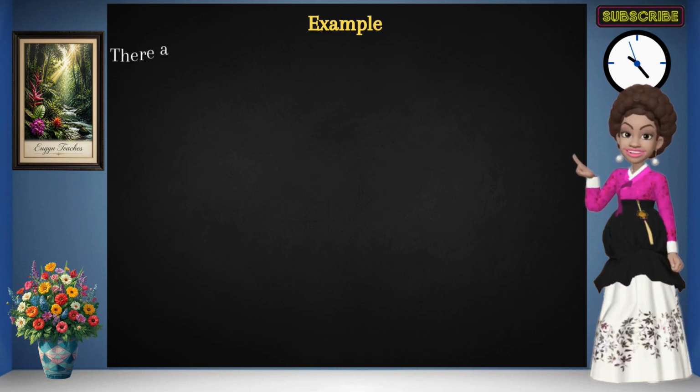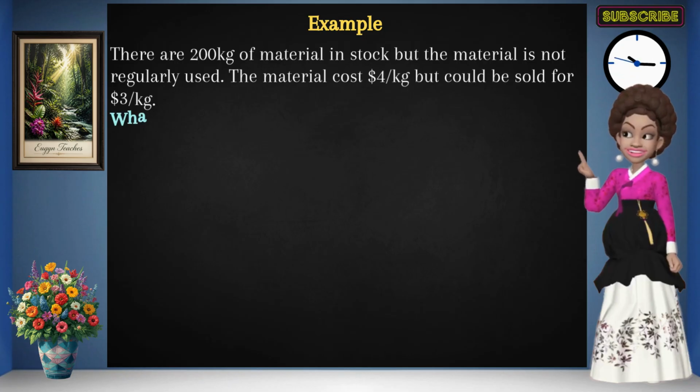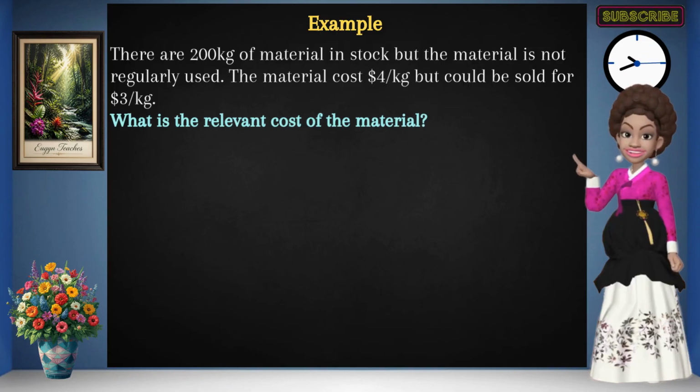Example, there are 200 kilograms of material in stock, but the material is not regularly used. The material costs $4 per kilogram, but could be sold for $3 per kilogram. What is the relevant cost of the material?